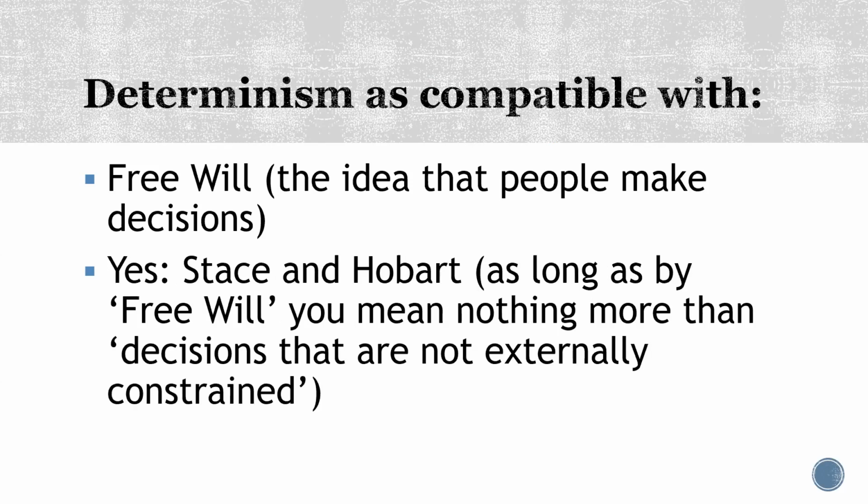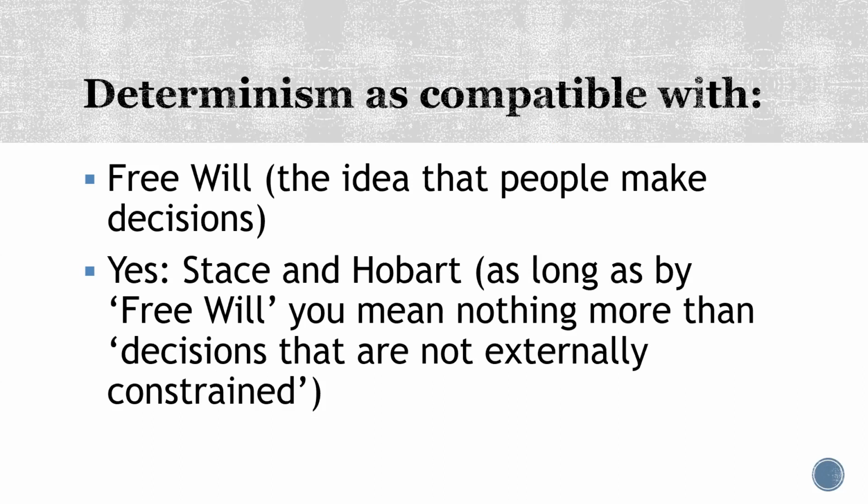Other sorts of compatibilists that the text mentions are Stace and Hobart. These are the first compatibilists that get mentioned. And they believe that free will is compatible with determinism. Right? Now, in order to say that, they offer a definition of free will that is different than James's or D'Holbach's. Okay? They say that free will means nothing more than decisions that are not externally constrained.